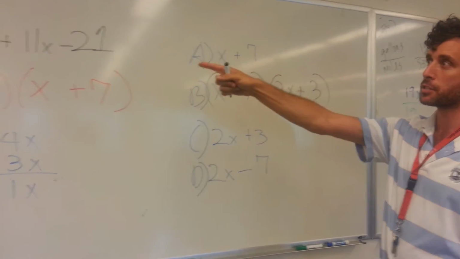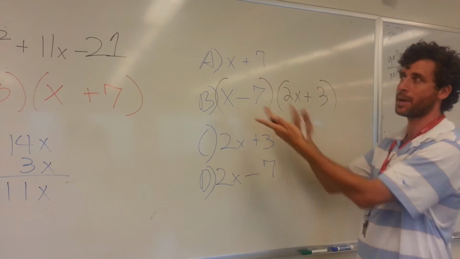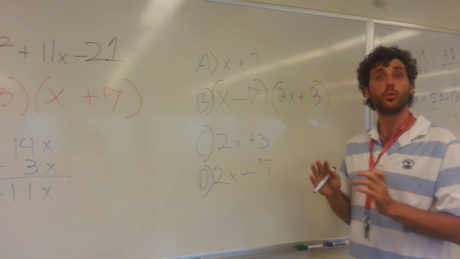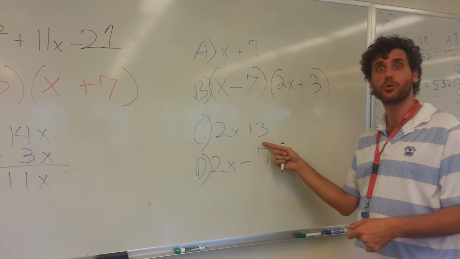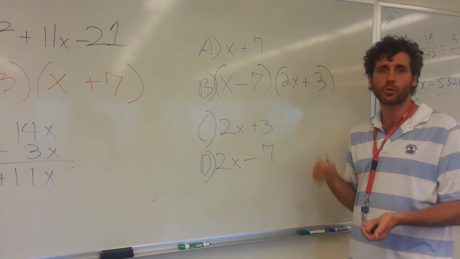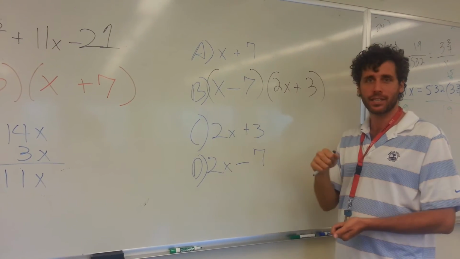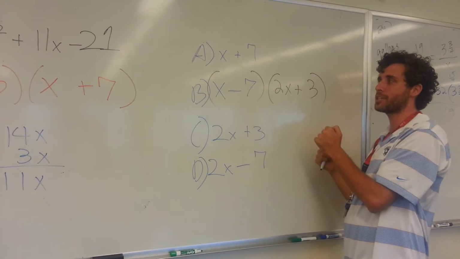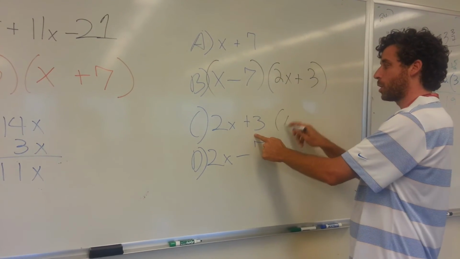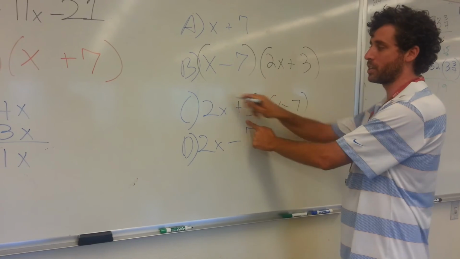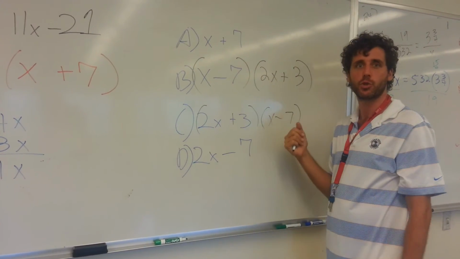X times 2x gives us the 2x squared. Negative 7 times a positive 3 gives us the negative 21. We could eliminate this choice right off the bat. Why? Because if you look here, we have a 2x plus 3 here. There can't be two correct answers, B and C. And of course, the other half of the answer to B is 2x plus 3. The other half of the answer to this one would have been x minus 7. So that's one reason why it's not going to work, because we can't have two correct answers.